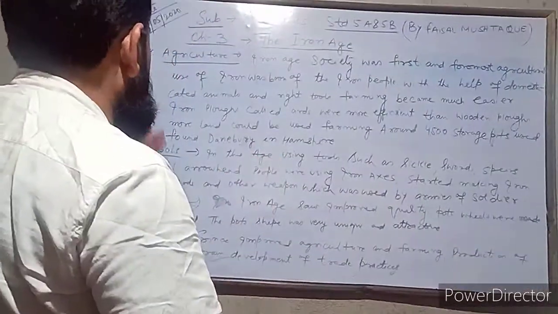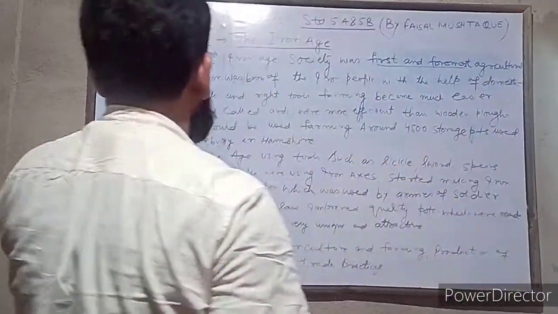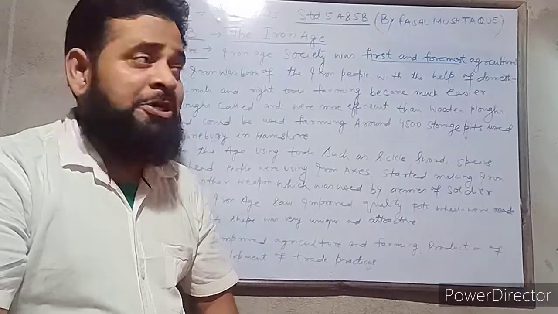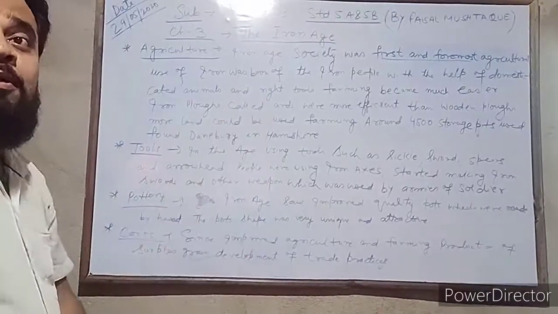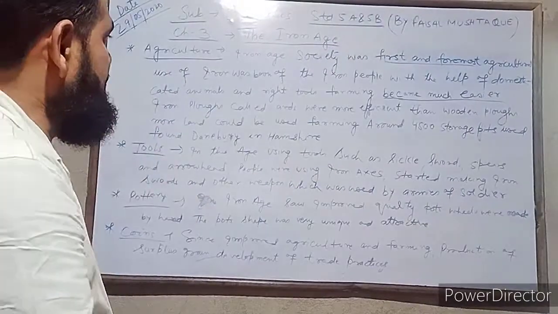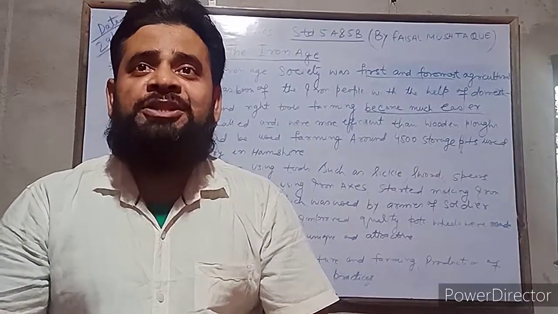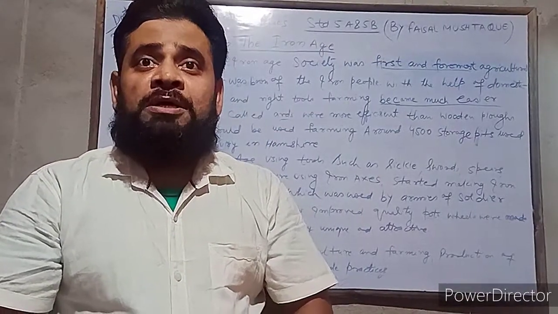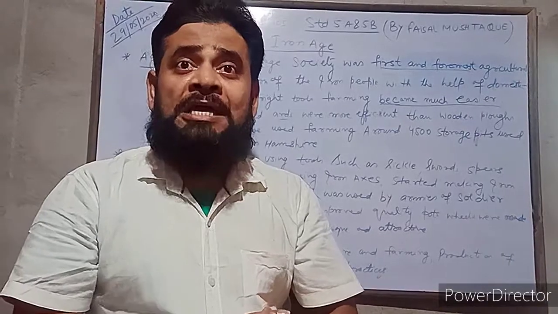So now the next point is agriculture. In the Iron Age, society was first and foremost agricultural, and the use of iron was a boon for the people of the Iron Age. With the help of a number of domesticated animals and the use of the right tools for farming, this method became much easier. Iron ploughs, called ards. The use of iron helped make the farming process easier and more efficient. So it was a great invention for these people. Iron was like a boon for these people.